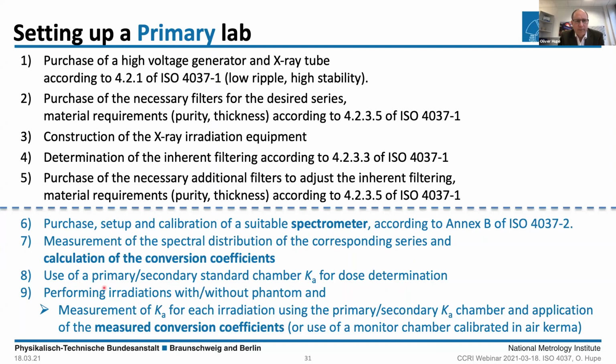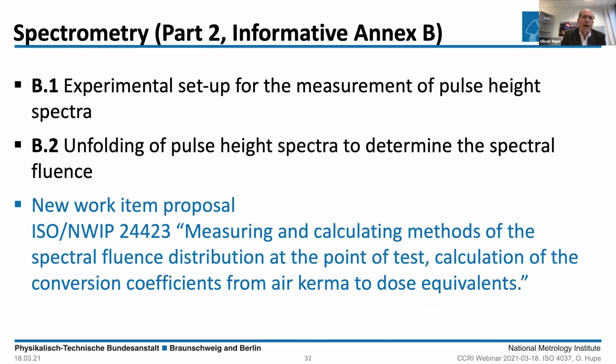And for the irradiation, it's a similar approach. So you have to determine the air kerma by using a primary or secondary chamber, and then you have to apply the measured or the calculated conversion coefficients. And for sure, this also can be done by the monitor chamber. So the main difference is that you have to perform spectrometry. In part 2, there are some requirements on spectrometry.